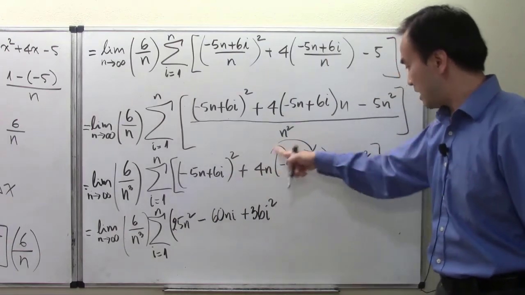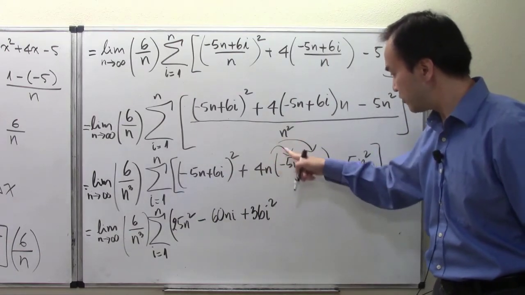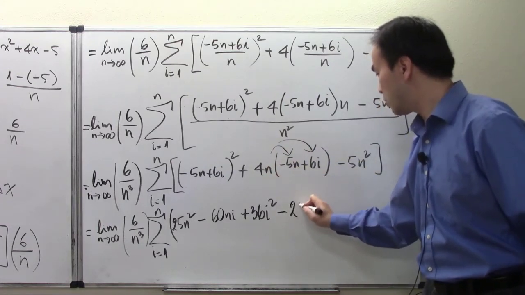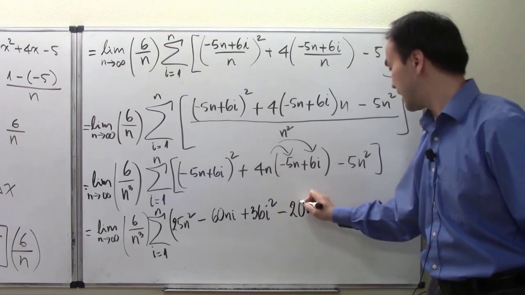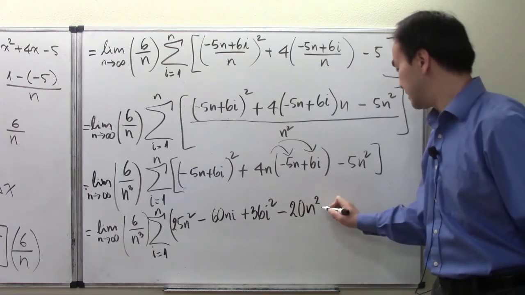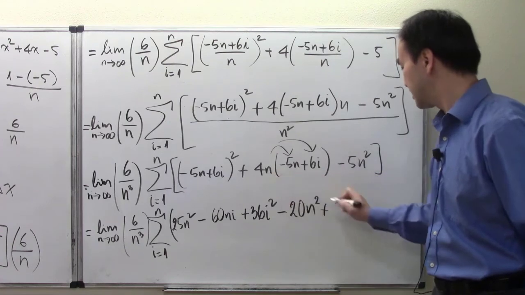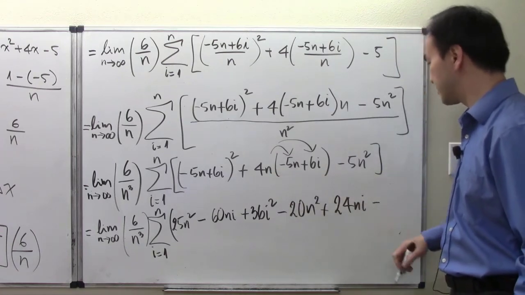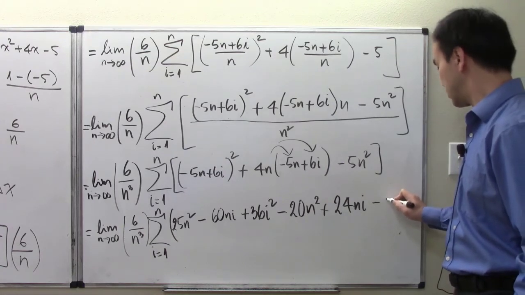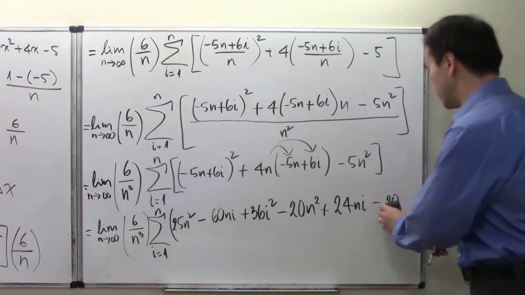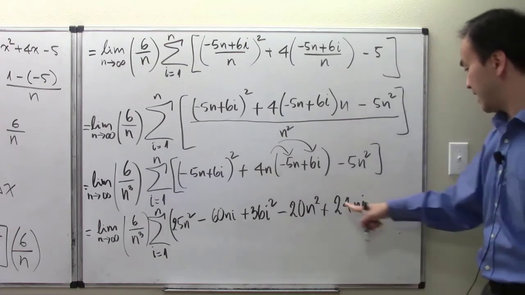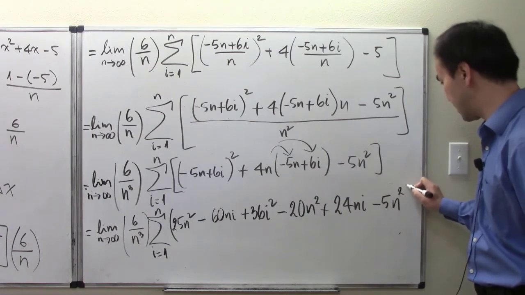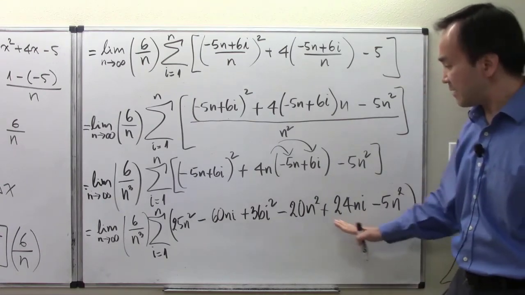And then now I'm going to combine terms with that. So first we need to distribute the 4n right here. So 4n times minus 5n gives me a minus 20n, and actually it's 20n squared here. And then plus another, so plus here is 24ni. And then minus 5n squared. Here that's the end of our distribution, and so here it's still only a minus 5n squared right here.